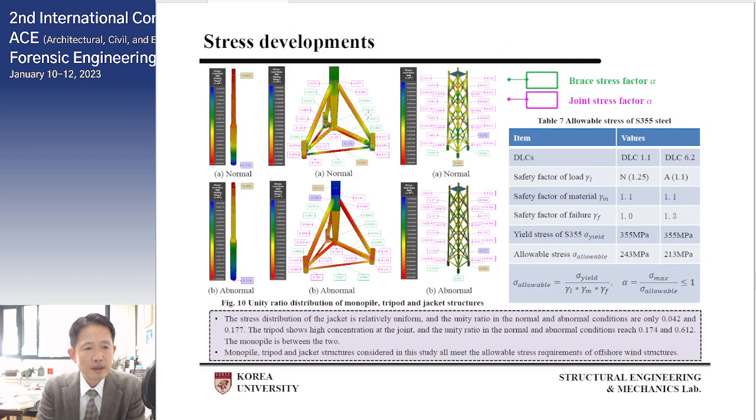And then in the XC program, we can check the stress unity ratio very easily. We can see it graphically at various structure positions. The unity ratio is defined as the maximum stress divided by the allowable stress value. And for safety, this value should be less than 1.